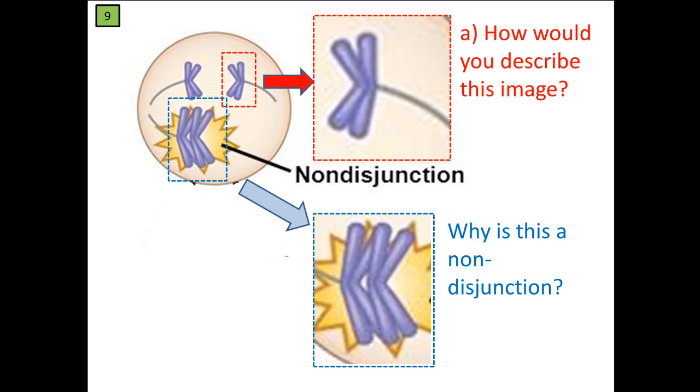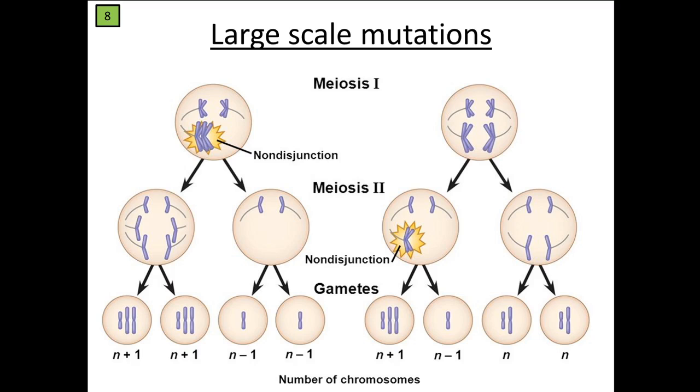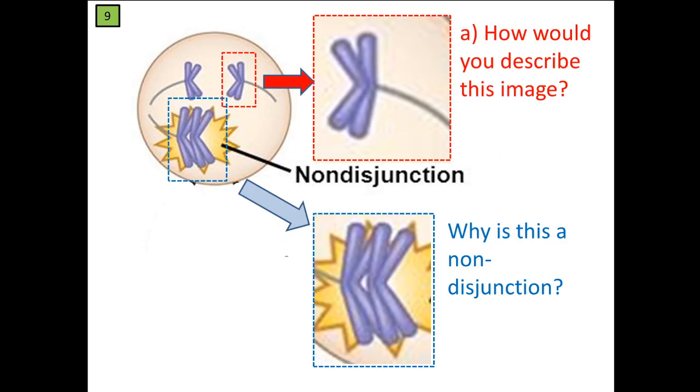Okay, so that's a non-disjunction mutation where either both chromosomes go to one cell. I'll just go back to the previous one here. So you can see that's what's happened here. No spindle on this side, therefore both chromosomes have gone over to one cell. And on this one, the chromatids haven't separated. So again, the spindle didn't form on this side. The chromatids weren't separated like they have here. They've stayed together, and therefore we get 2 copies per cell. And it's still a mutation, but we call it a large-scale mutation.